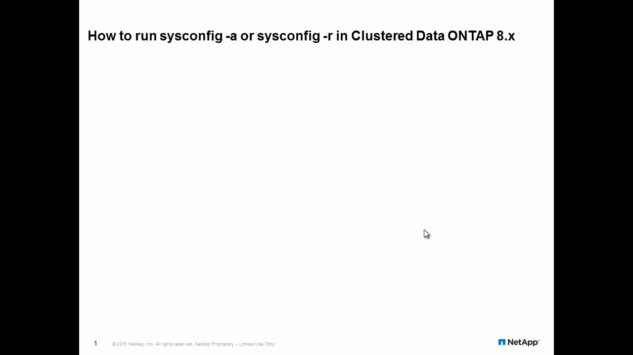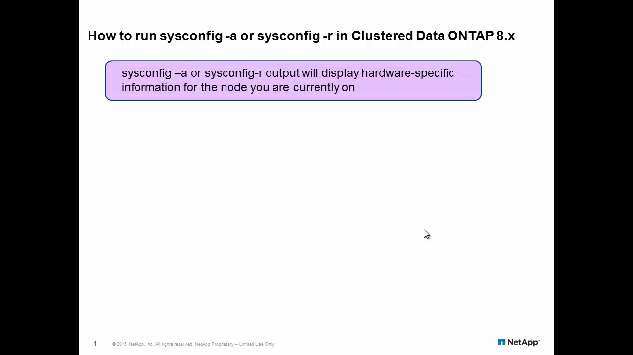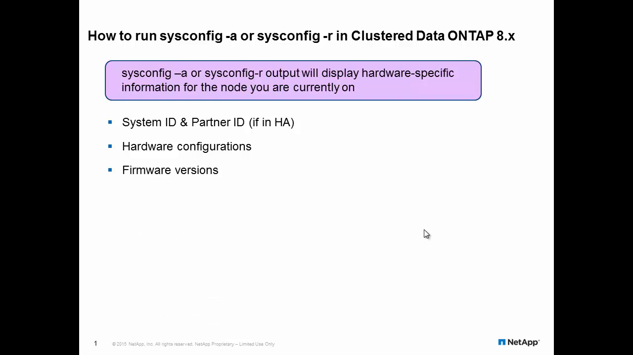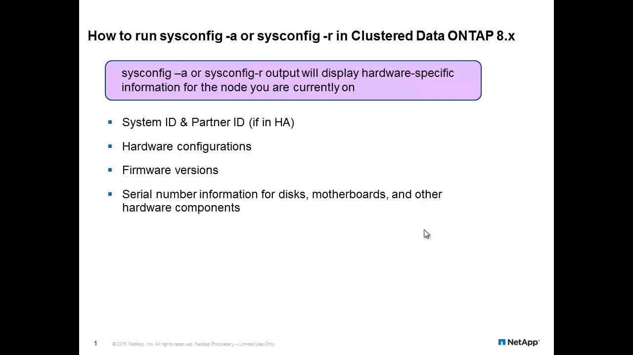If we need any hardware specific information for one node or all the nodes in the cluster, we can use sysconfig -a command or sysconfig -r command. Some of the information that this command will display is the system ID, the partner's ID if the node is configured in high availability, the hardware configuration, the firmware version, the serial number of the disk, motherboard, and other hardware components.